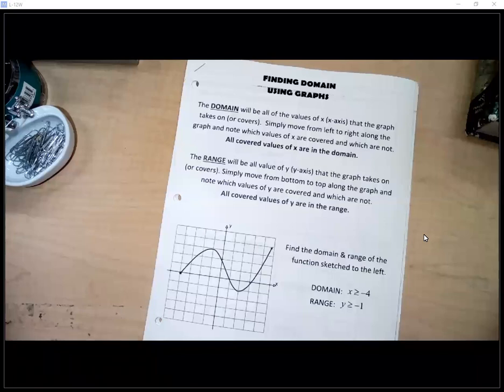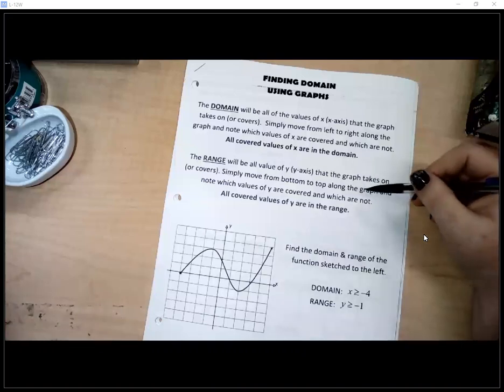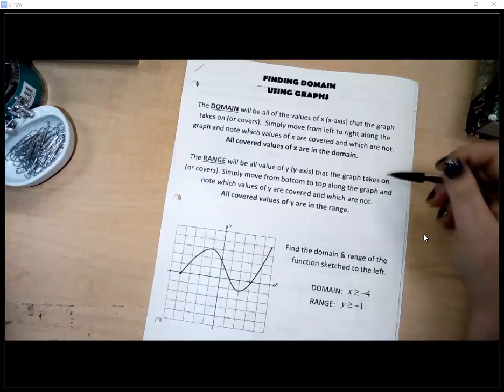The range will be all of your y values on the y-axis that the graph takes on or covers. Simply move from bottom to top along the graph and note which values of y are covered and which are not. All covered values of y are in the range.